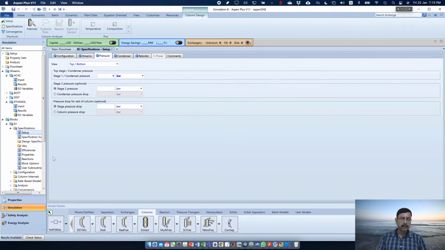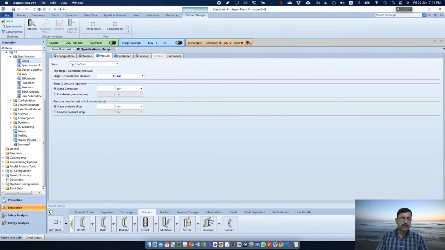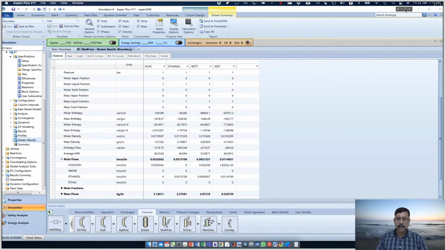So the run is complete. We can see the result. This is the stream result we have. Here you can see that there is no trace of water and no trace of ethyl acetate in the distillate and bottom either. None of the water and ethyl acetate are in the distillate and bottom.